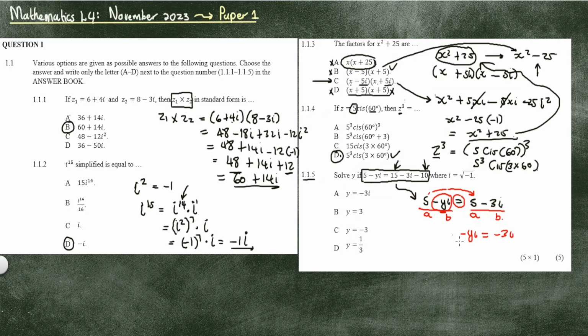So we want the value for y, so I'm going to divide by minus i. Negative 3 divided by negative i, I'm getting a positive. This cancels out that. Negative over negative, it's a positive. So my answer is going to be B in this case.